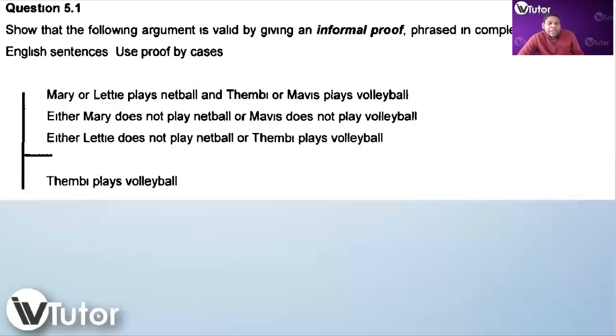We know that Mary or Letty plays netball, Tembi or Mavis plays volleyball. So show that the following argument is valid by giving an informal proof using proof by cases. So we're going to look at proof by cases. Proof by cases states case by case, and it is closely linked to when we use or elimination. So we have Mary or Letty, Tembi or Mavis, so we can choose a starting point.